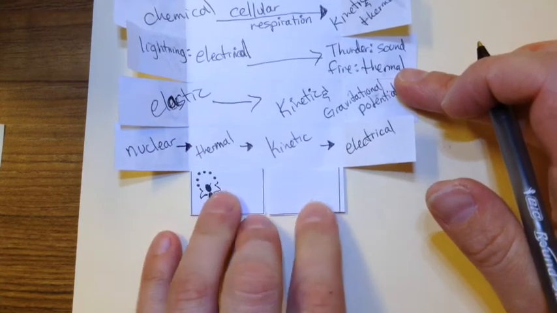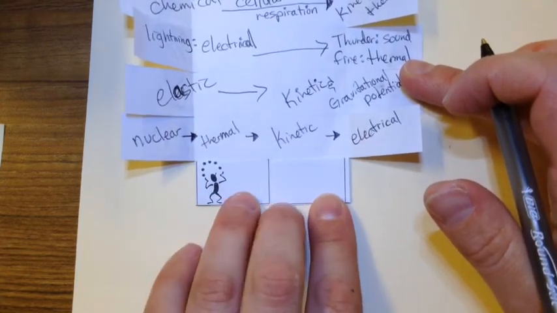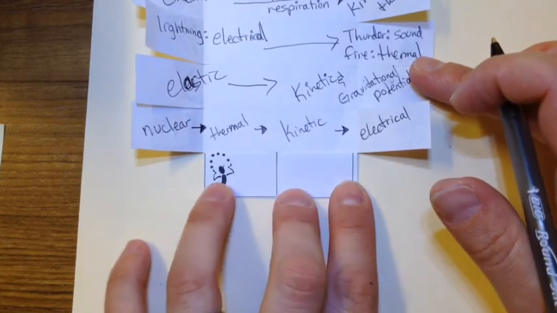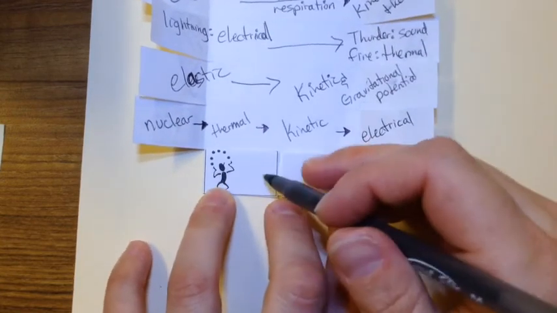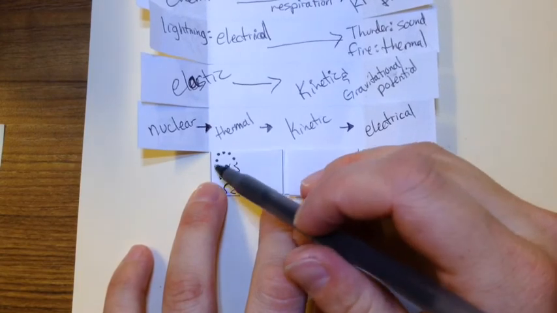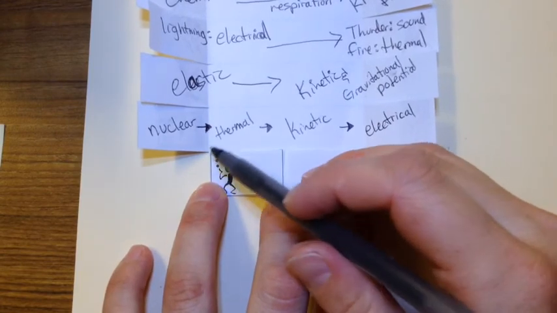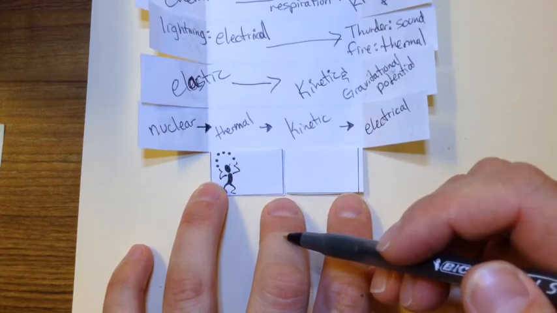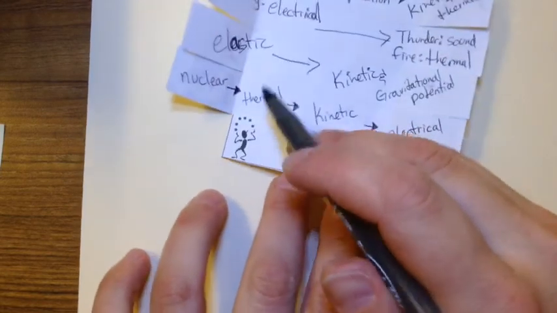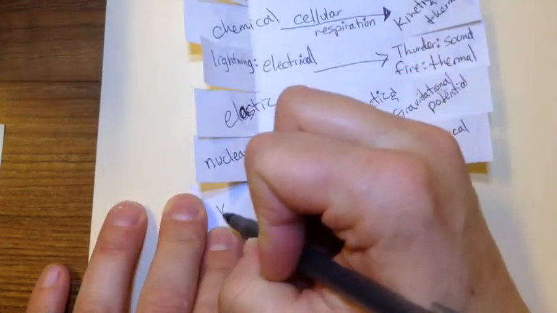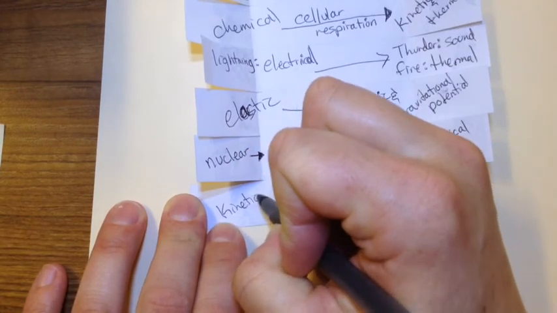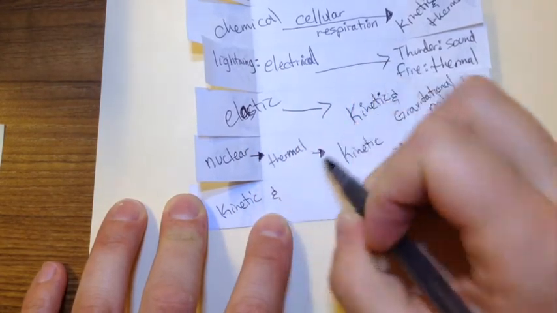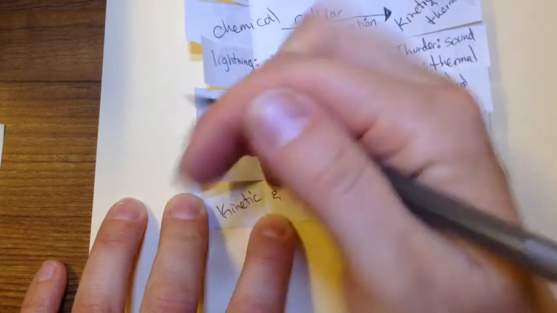Okay, last one. Not the best example, but I use it anyways. What kind of energy do we have in the process of juggling? Okay, we got a lot of them. So we've got kinetic and gravitational.